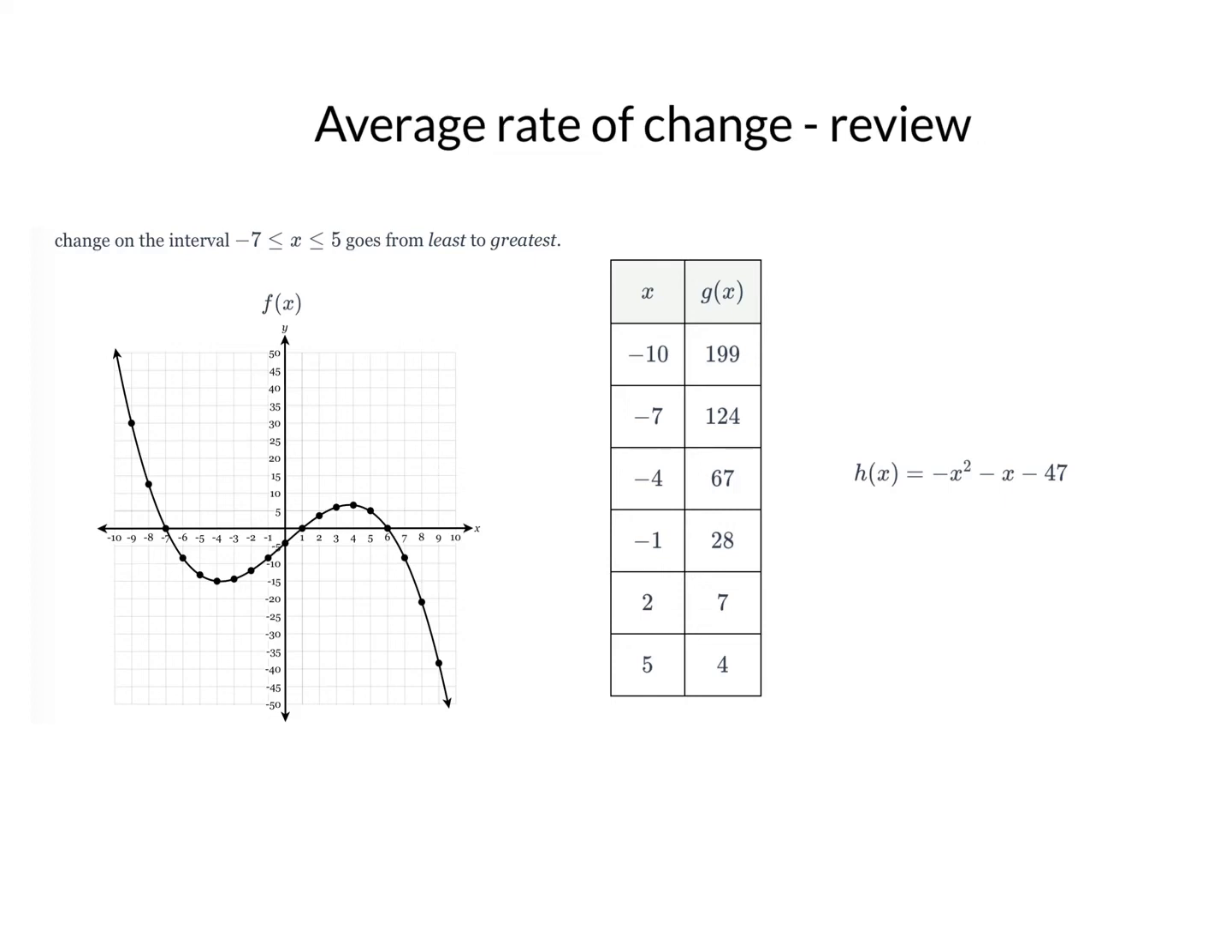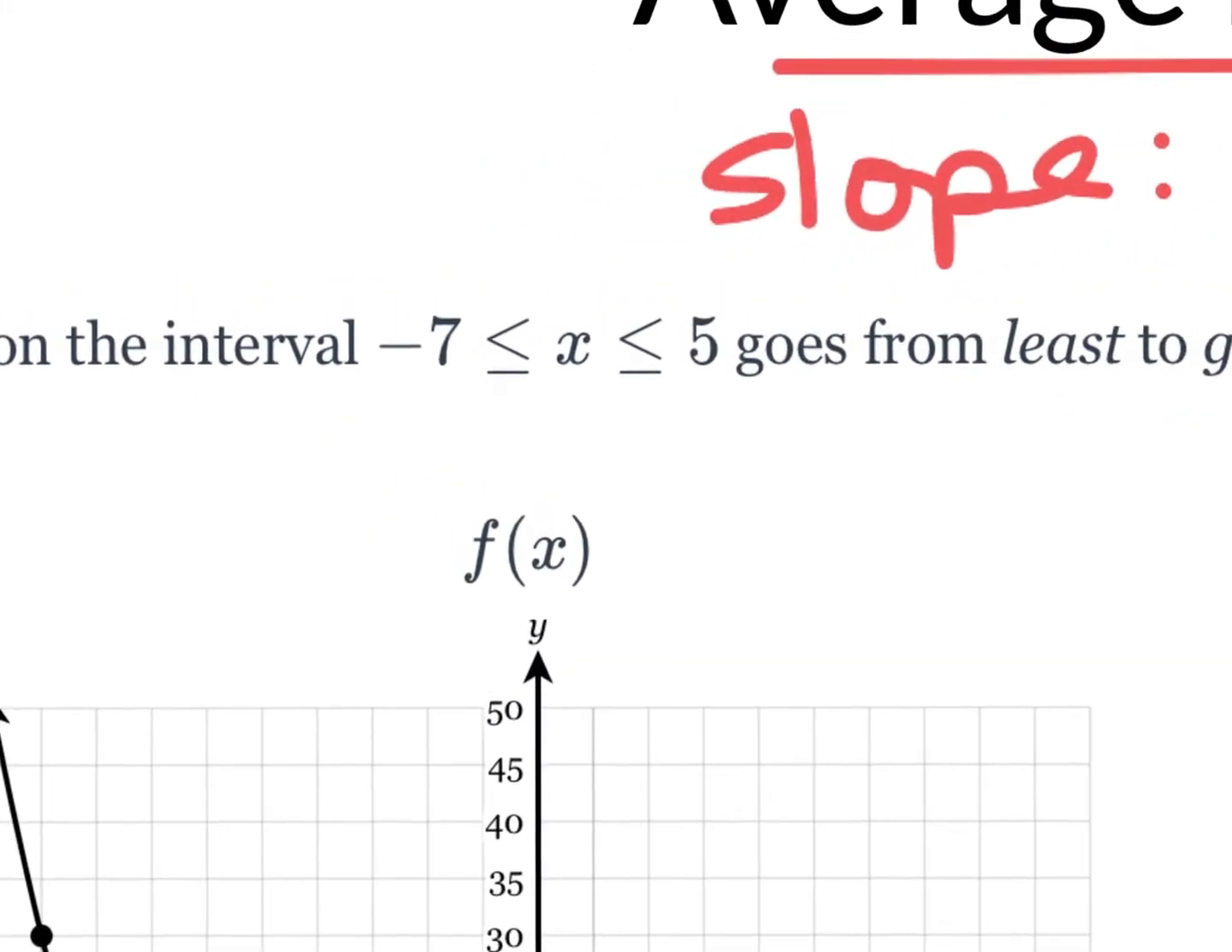All right, here's a short little recap on average rate of change. Remember that average rate of change is really just another way to talk about slope. Or rather, slope is another way to talk about average rate of change. So what you need to remember for most of these is y2 minus y1 over x2 minus x1. On all of these problems, any problem you get involving average rate of change, it's going to start by giving you an interval.